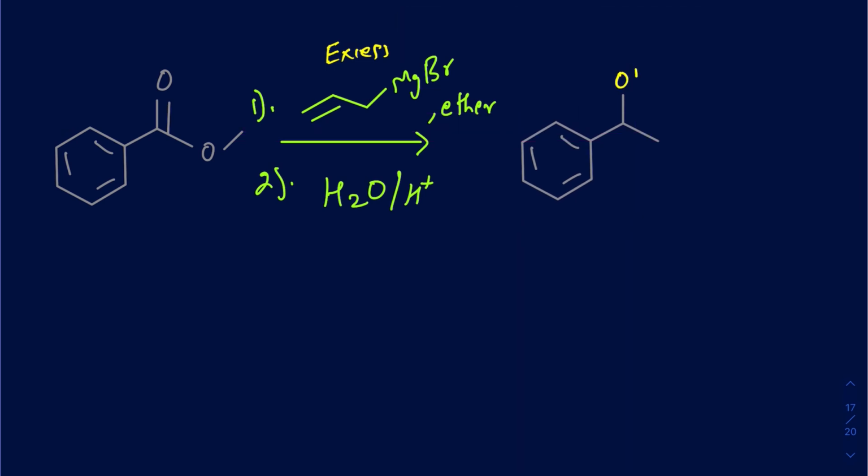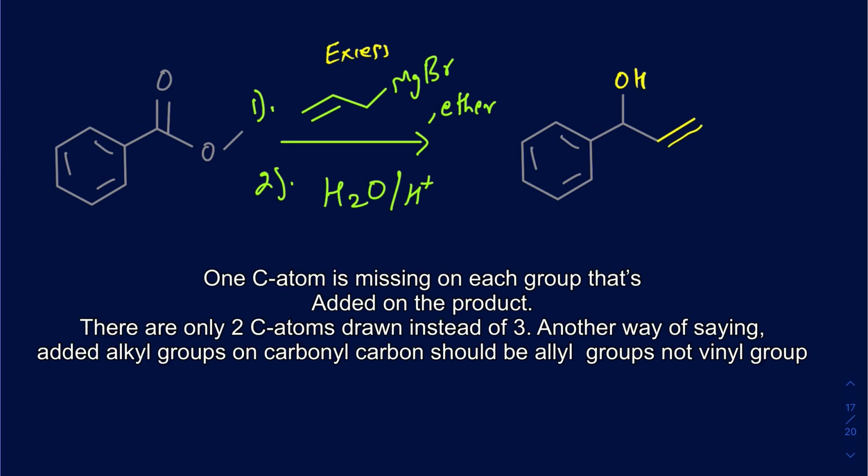So we have an OH here, and then I got two groups there that are being added twice, something like this. So this is how the theoretical product is going to look in this particular case.